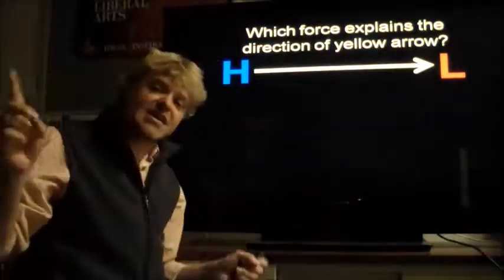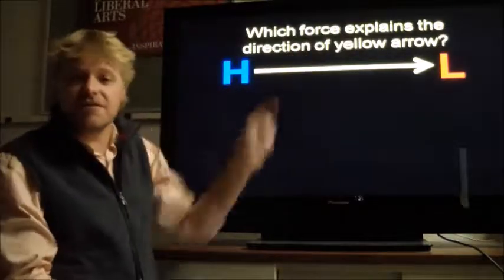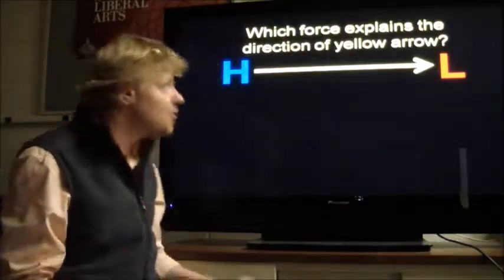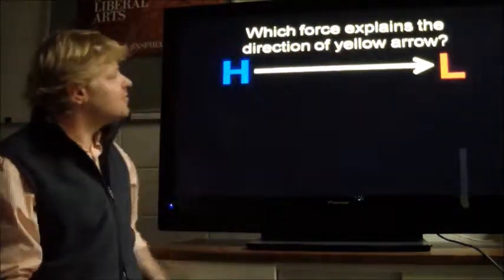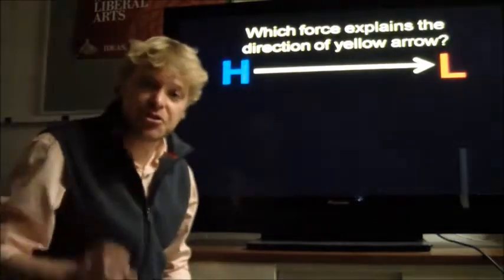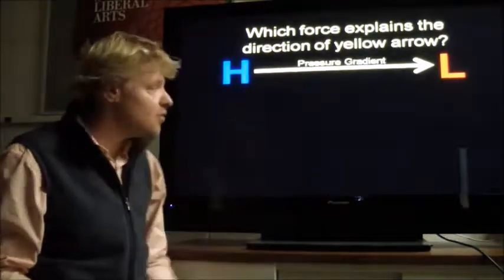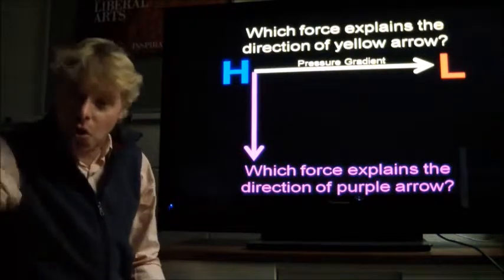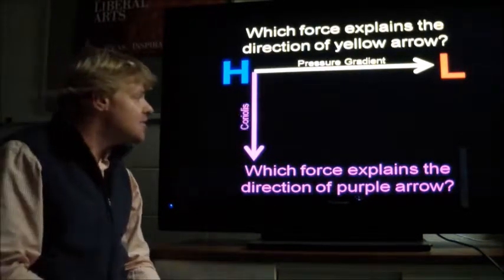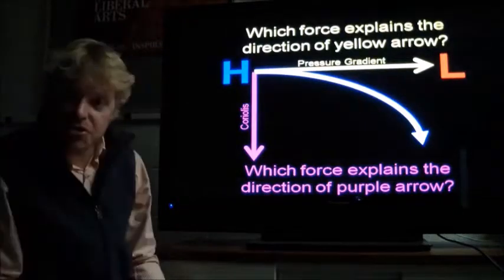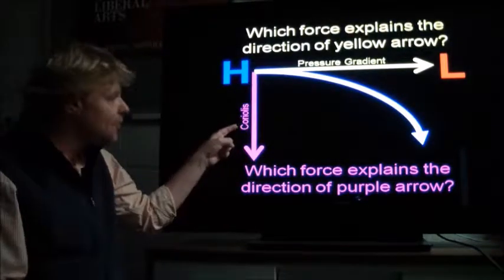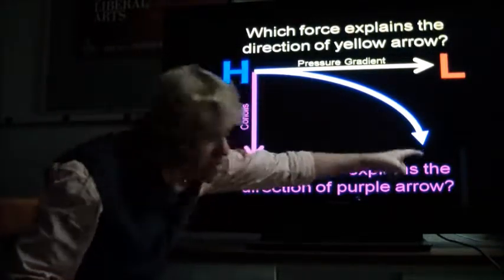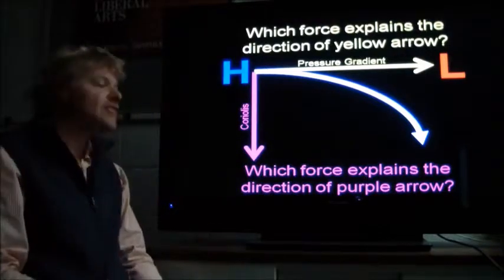And so finally, taking in sum the pressure gradient force and the Coriolis force, which force explains the direction of the yellow arrow? Pressure gradient force, high to low. Which helps explain the direction of the purple arrow? Coriolis force. So then the net result of the pressure gradient force and the Coriolis force is very much a general bend to the right of these arrows.